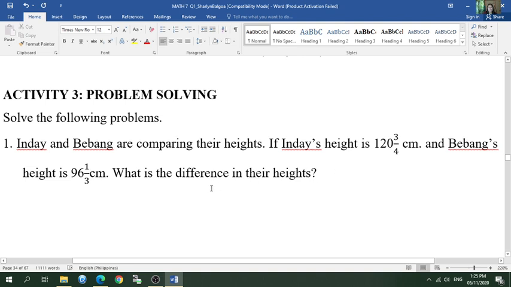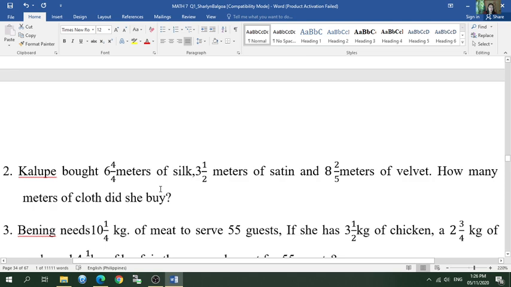in their heights? So your keyword here is difference. What do you mean by difference? So you are going to subtract na 120 and 3/4 by 96 and 1/3. O, ganun lang siya kadali. So what you are going to do in problem solving is, you're going to read and understand the problem, identify the given, and then find out the word clue in order for you to know what operation to be used. Same true in number 2.